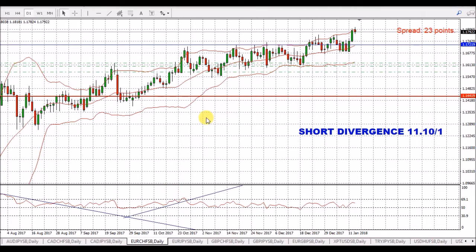Euro Swiss franc, the euro's gone up. In my opinion, it is just overvalued and overbought, and I am waiting for it to come back down. It did quite surprise me, the 2 large candles that we've had, but that's forex for you. We've got a short divergence of 11.1. News can always do things like this.